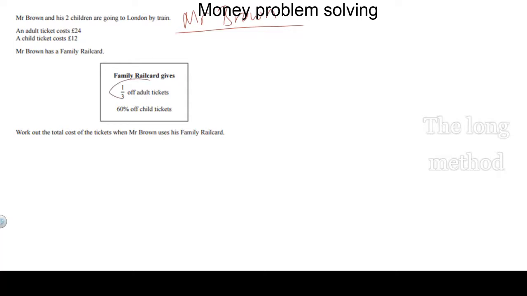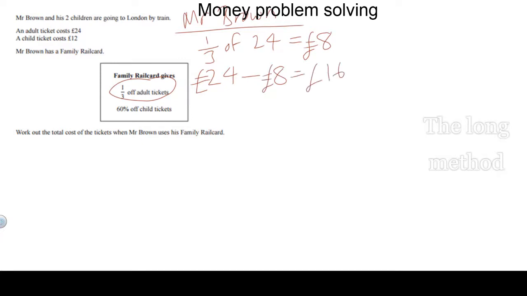Remember, it's 1/3 off £24. You can work out 1/3 of 24. That's the same as doing 24 divided by 3, which is 8. Then we take that £8, because remember it's a discount. Discount means taken away. You're not adding. So you're going to take that £8 away from £24. Remember, £24 is the full price for the adult ticket, and we've taken off £8. Leaves you with £16.